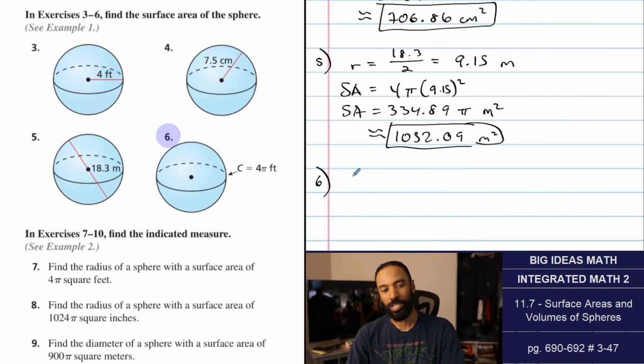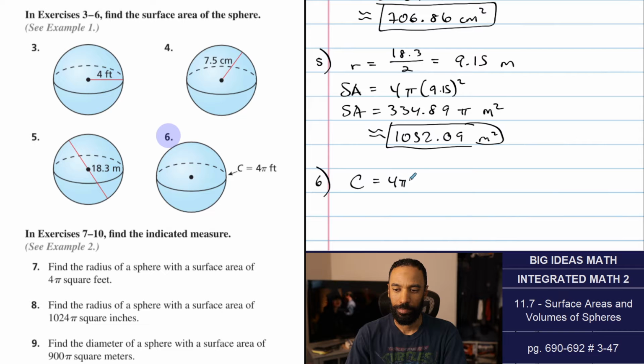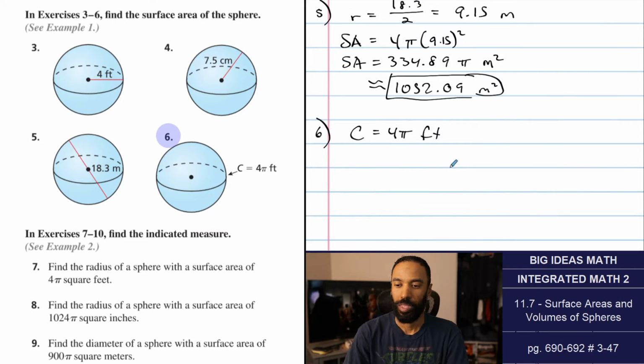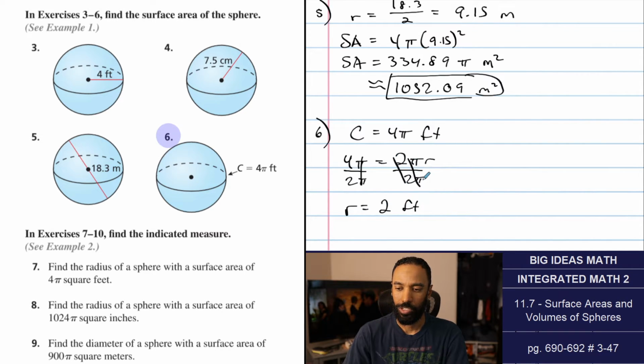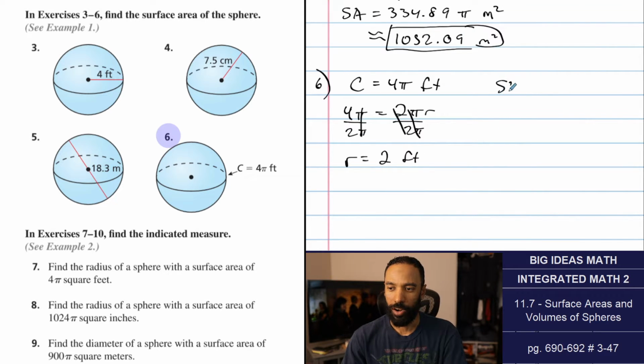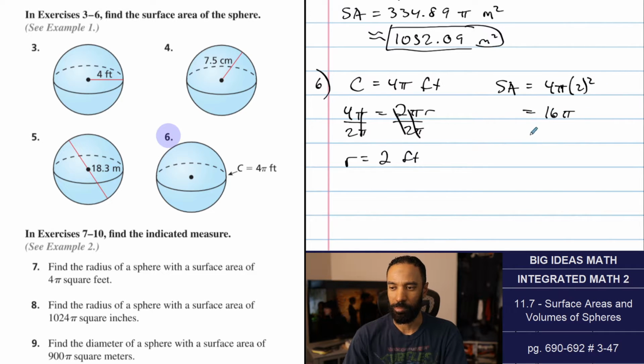And this time you have the great circle's circumference, which means we can use that to find the radius. So circumference is 2 pi r, so 4 pi equals 2 pi r. If you divide both sides by 2 pi, pi's cancel, and 4 divided by 2 is 2. So your radius is going to be 2 feet. 2 feet exactly. So the surface area of that guy, 4 pi times 2 squared. 2 squared is 4 times 4 is 16. You get 16 pi. This is square feet.